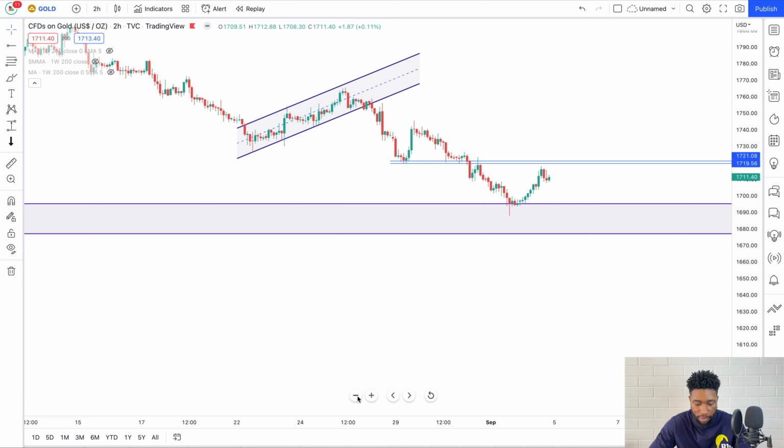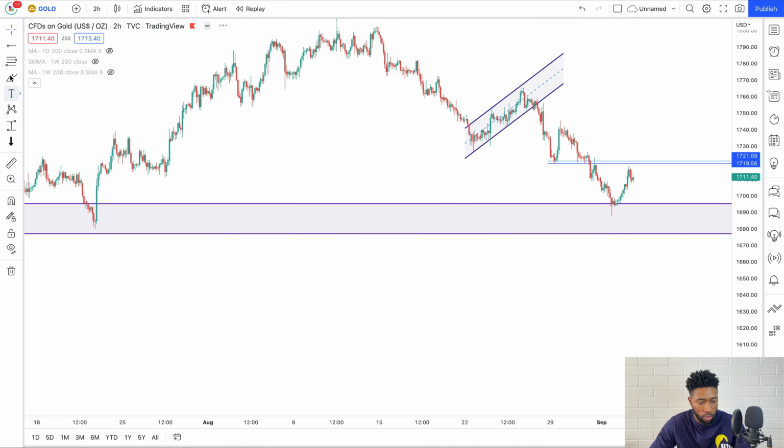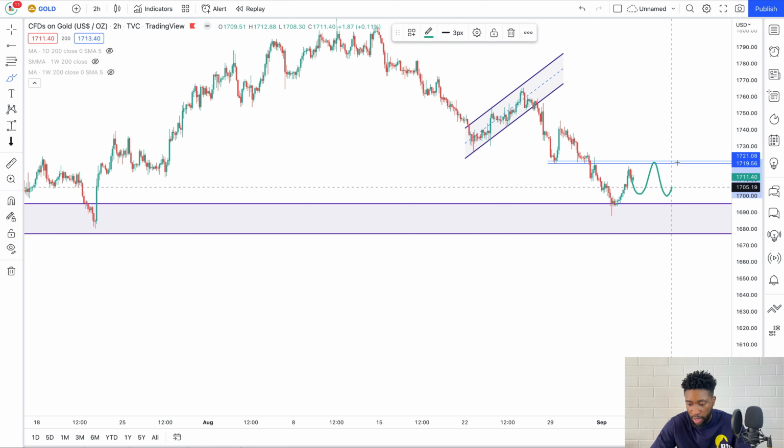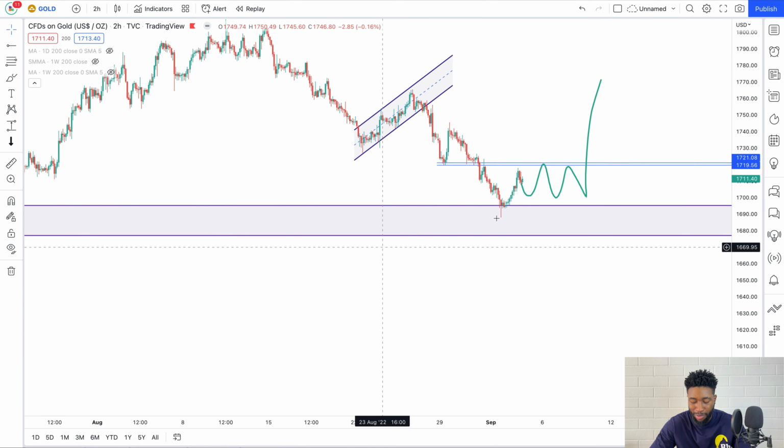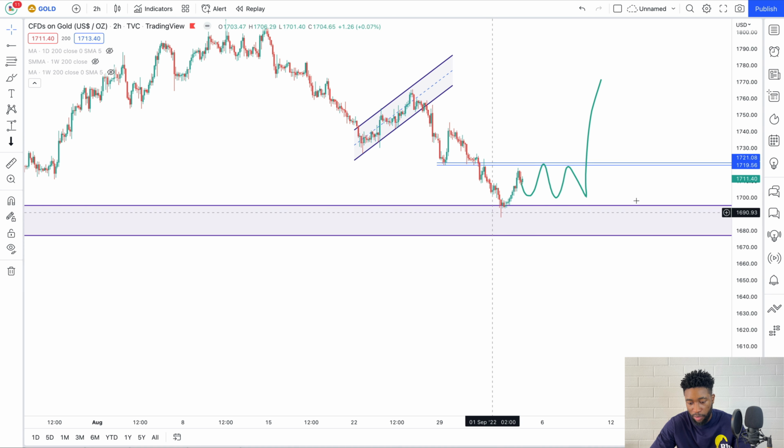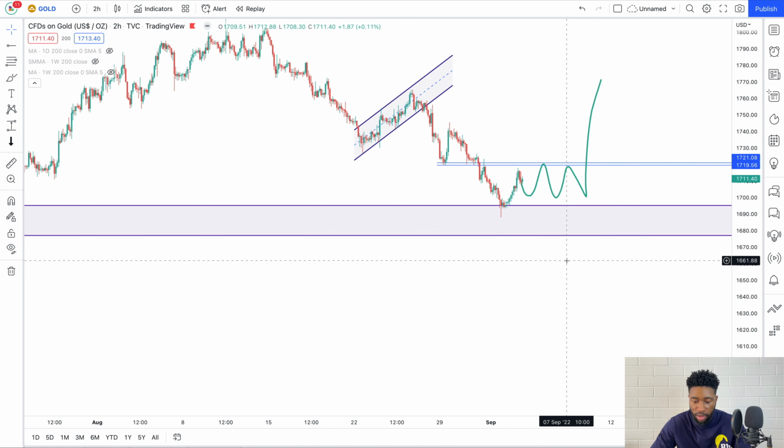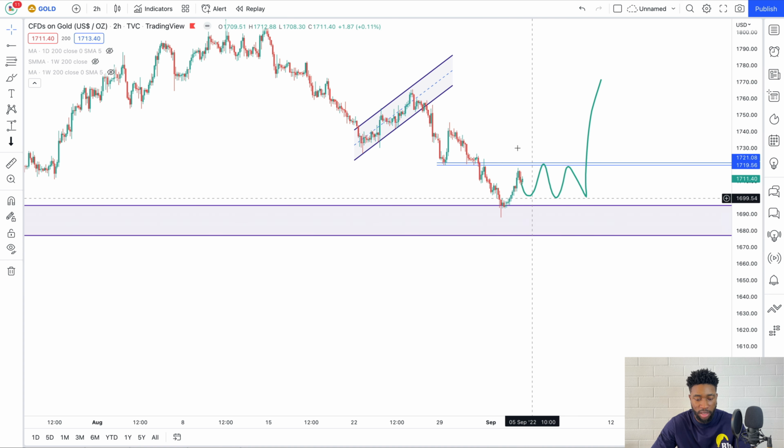So this is the 2-hour time frame. In order for me to go long, I'm going to wait for some sort of consolidation like this to signify that we are going to go up before I actually open a long position on gold. And for a short position, I'm going to probably wait for the same pattern and a break through this weekly support level in order for me to go short, targeting a lower target. So that's it for gold.